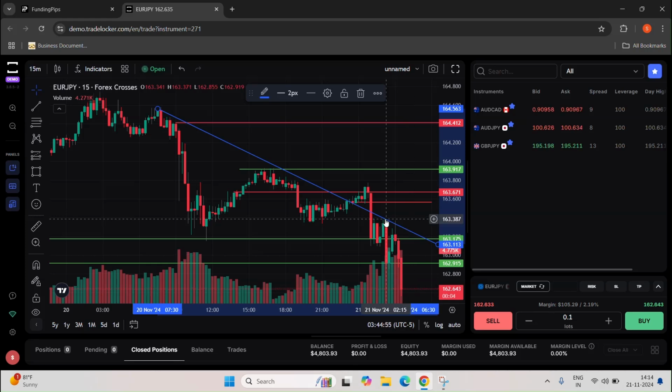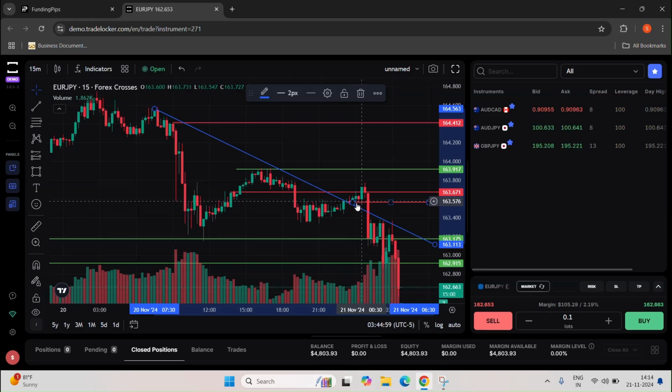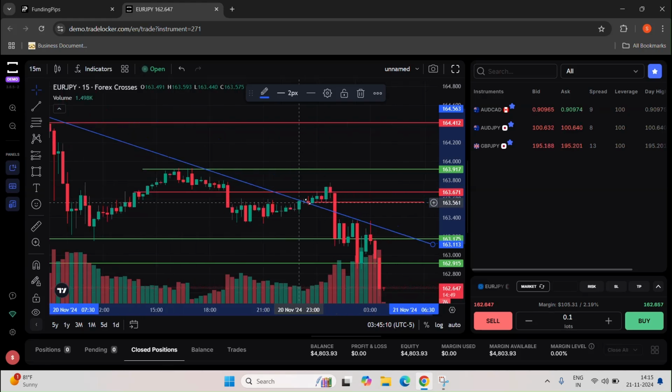Okay, this is a psychology I work with. So I was waiting for this breakout. So this breakout happened. I triggered a sell side position. People usually prefer buying on breakouts. I prefer selling on breakouts because that's where people get trapped and you make money. So I took a short side position here.